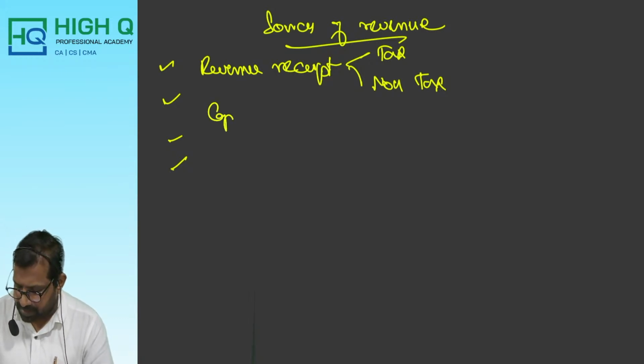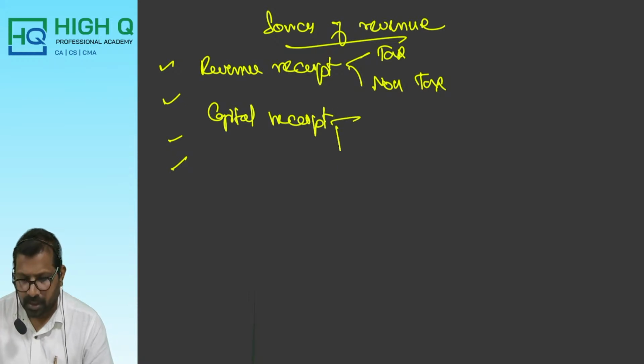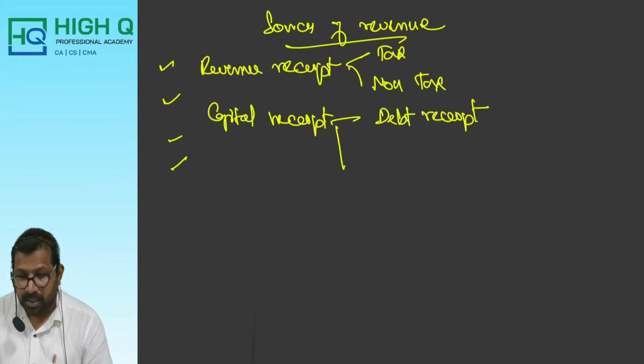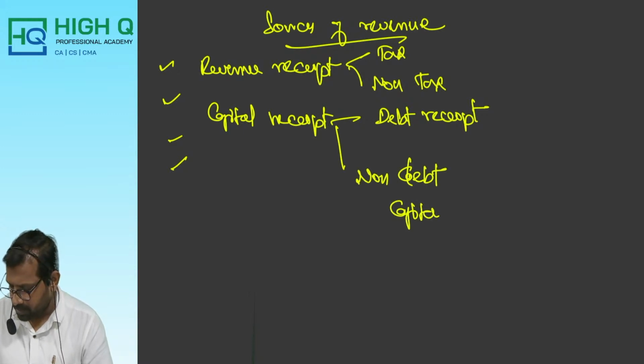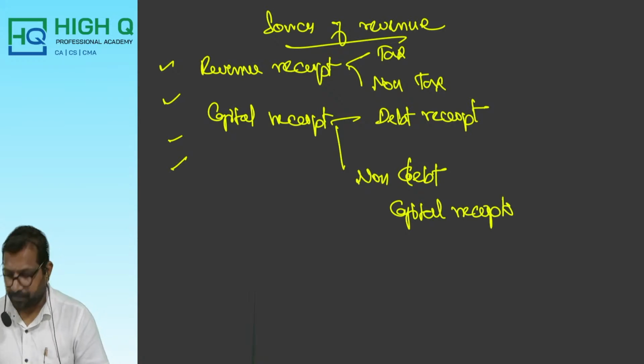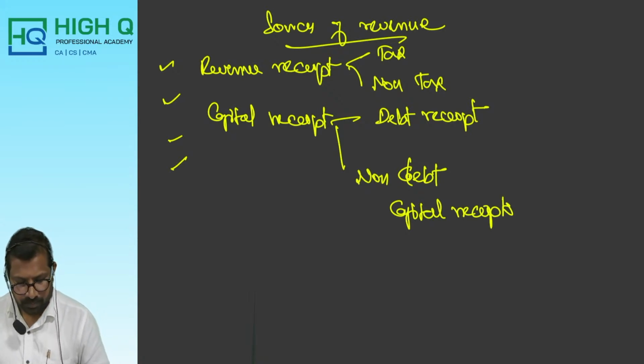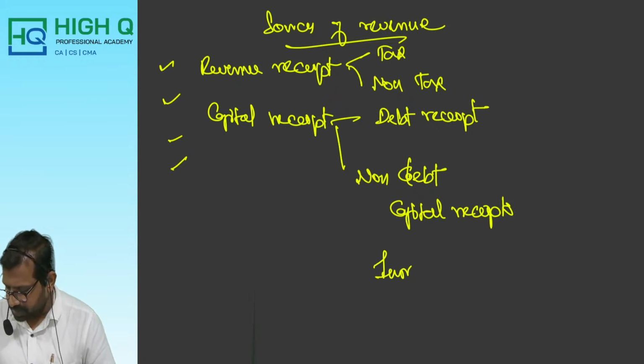Again, capital receipts: there are two. One is debt receipts and the other is non-debt capital receipts. Then, instrument of fiscal policy.